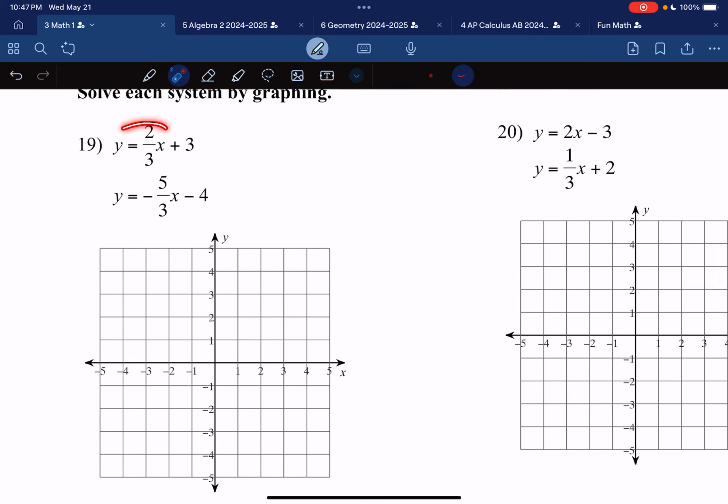All right, so for this first equation, y-intercept of 3, y-intercept of 3. And then from there, I'm going to go up 2, right 3, up 2, right 3, and I've run out. I can also go down 2. I can go down 2, left 3.